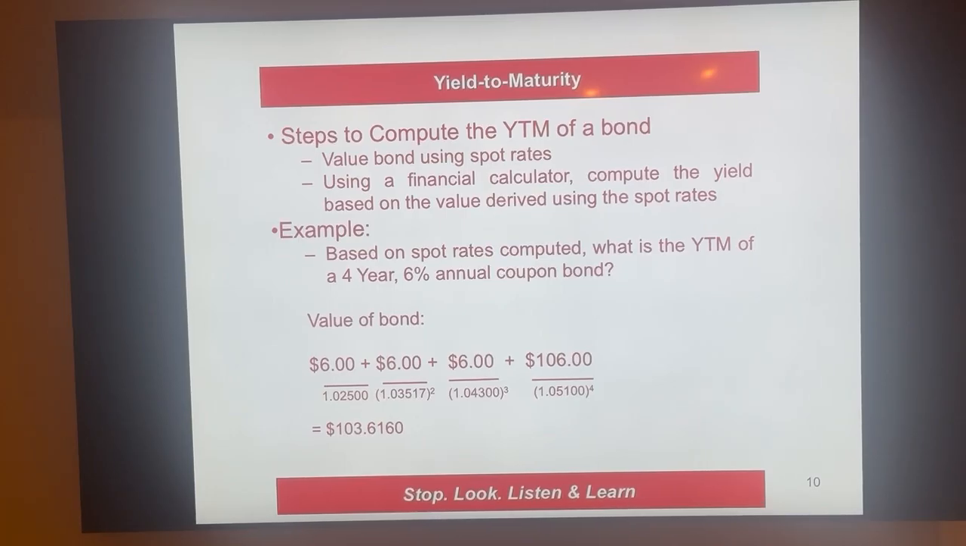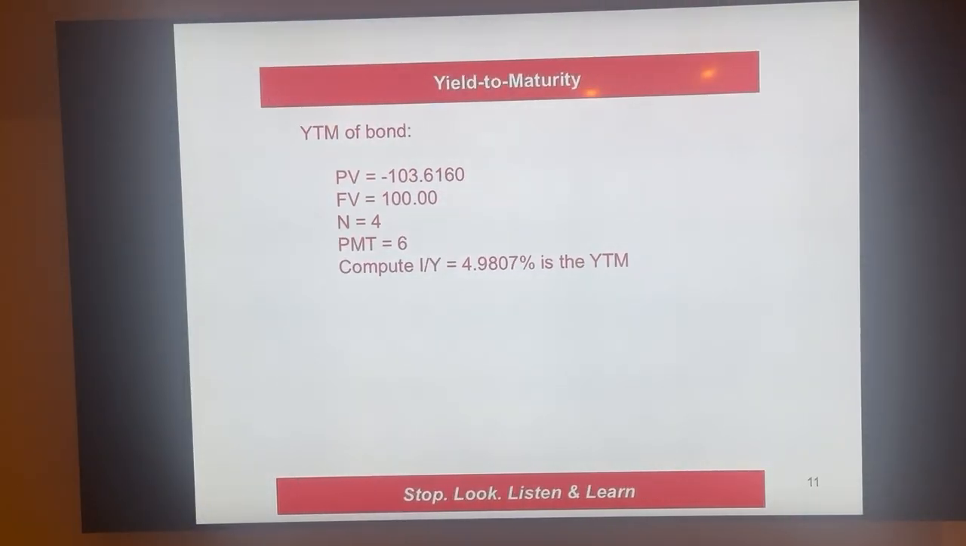Now that we have valued this bond based on the spot rates that we have determined, then we want to utilize our financial calculator or a spreadsheet program like Excel or Python or something like that to determine what the yield to maturity of the bond will be. And so just using a financial calculator, using your TVM roll, you would clear it out to make certain any previous calculations you made have been cleared out.